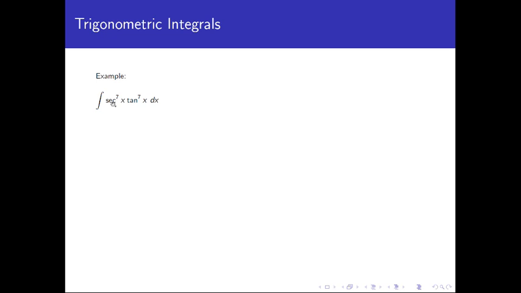Two obvious choices: u equals secant or u equals tangent. Those are your two obvious choices. If we were to choose u equal to tangent x, du would have to be secant squared x dx. You would have to pull off two pieces of secant. That would leave me with a secant to the fifth.